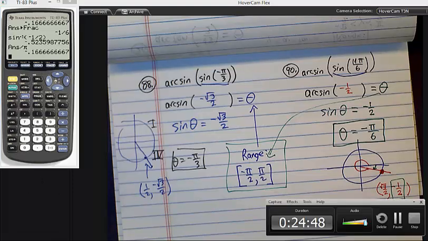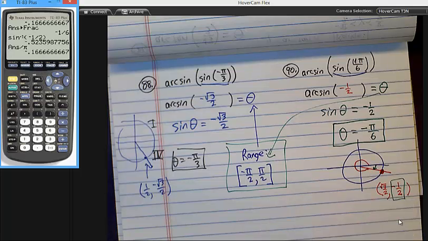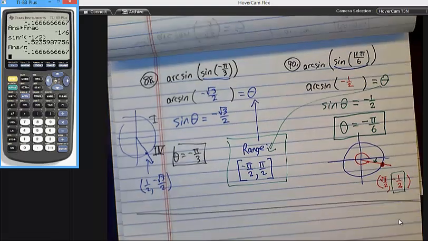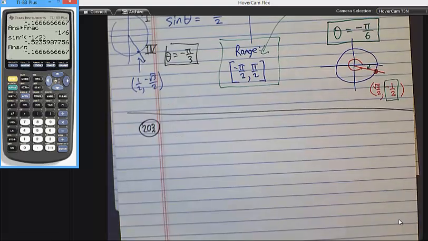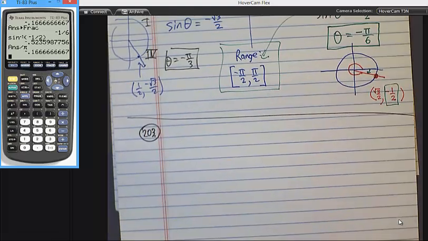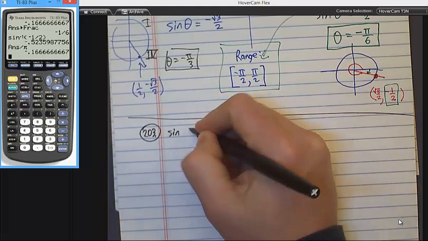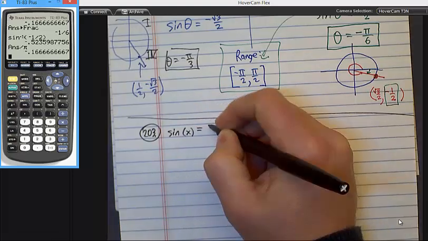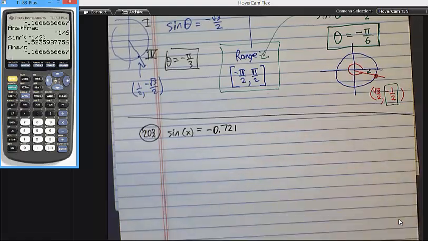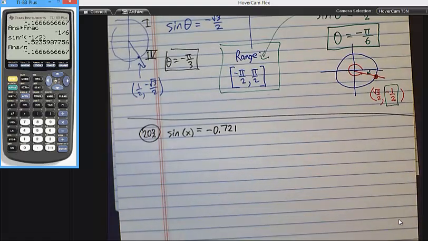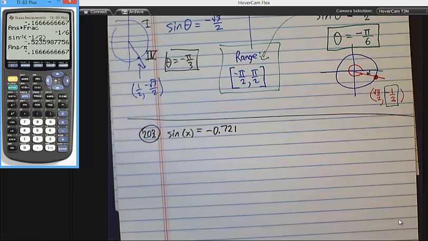Do you guys have other questions? So, yeah, on the homework, I gave you guys number 203. So let's see. It says the sine of x equals negative 0.721. All right. What are you supposed to do? Solve the equation using techniques discussed.